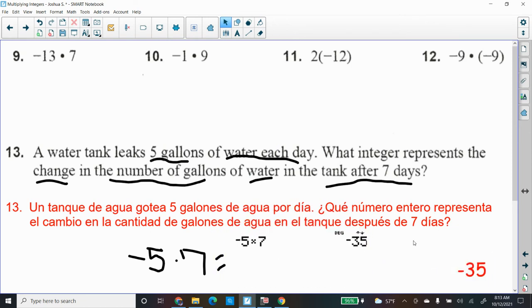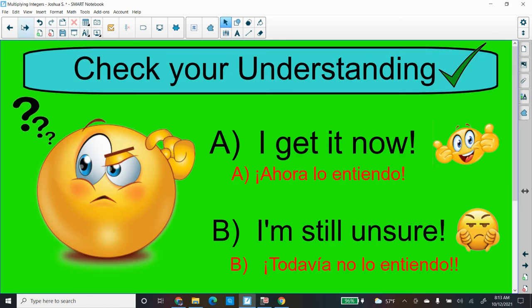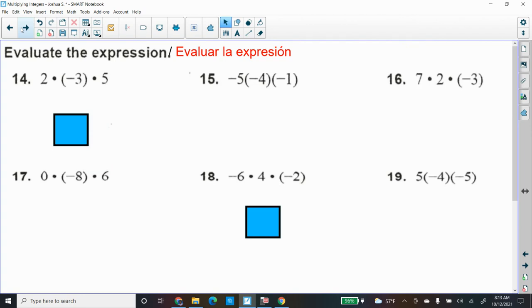Okay? And you can write a sentence. The number of gallons of water the tank leaks after 7 days would be 35 gallons after 7 days. So I like just writing the integer, because if they tell you to write a sentence, you want to write it properly. I would hate to see you write it incorrectly. So I hope you get what's going on. If you're not sure, rewatch the video and bring in your questions.